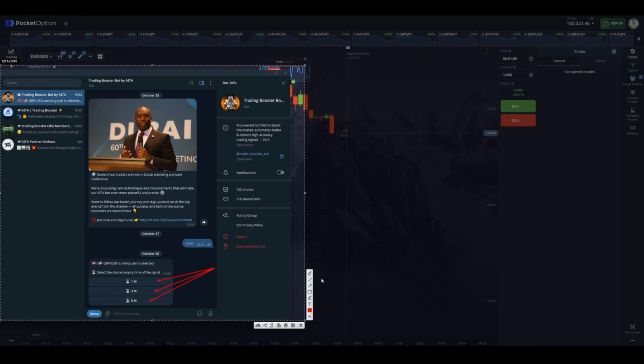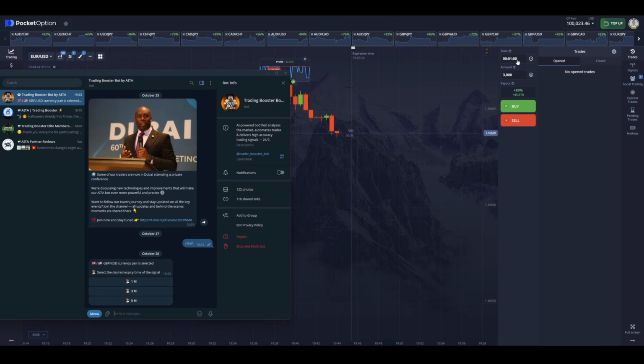If you need more time to think, if you need time to make a decision, 3 minutes is the perfect option for you. If you want to trade for a longer period of time, for example, if you're watching a show, doing your own thing on the side, or traveling somewhere, then you can use 5 minutes. So if you get a 5-minute signal, make sure to select it.